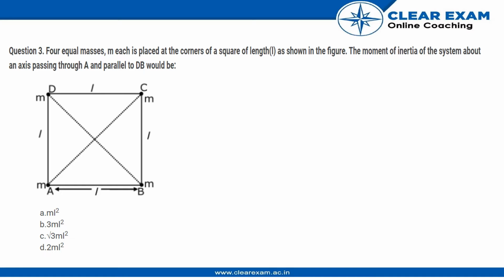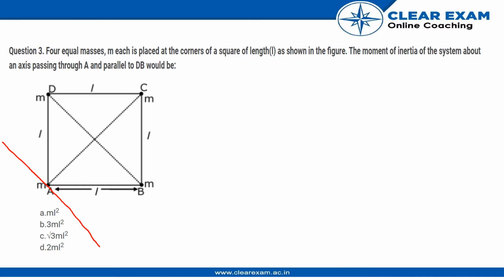Now there are four masses of mass m placed on the corners of a square. And what the question is saying is that the axis is passing through A and parallel to DB. So the axis would be something like this. This is parallel to DB and passing through A.